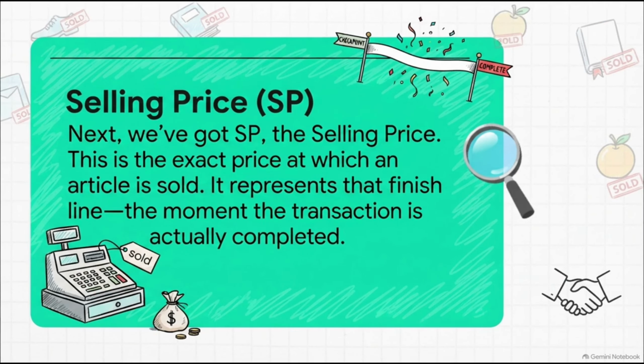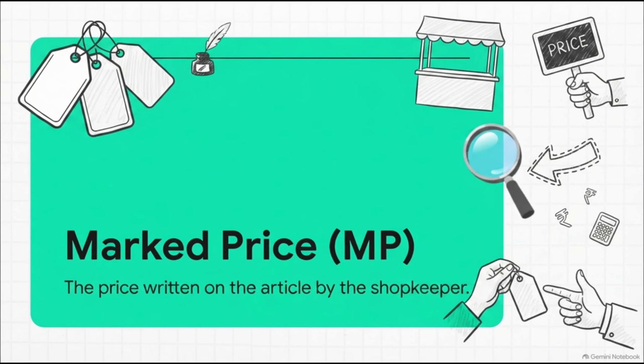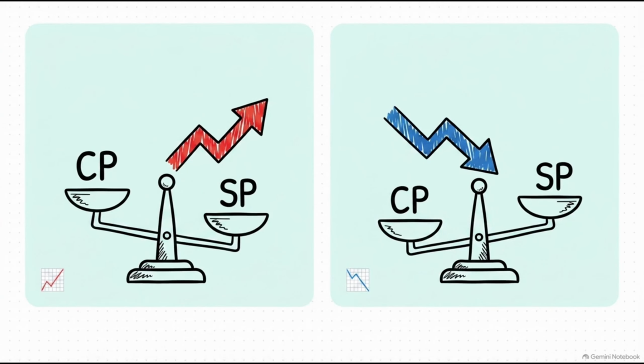Next, we've got SP, the selling price. This is the exact price at which an article is sold. It represents that finish line, the moment the transaction is actually completed. And finally, MP, the marked price. This is that literal price tag you see written on the article by the shopkeeper. It's what they want you to pay, before any haggling or discounts actually happen. And understanding those terms sets up the whole shebang. It's pretty simple. If your selling price is greater than your cost price, boom, you profit. But if the cost price is higher than what you sold it for, you're taking a loss.